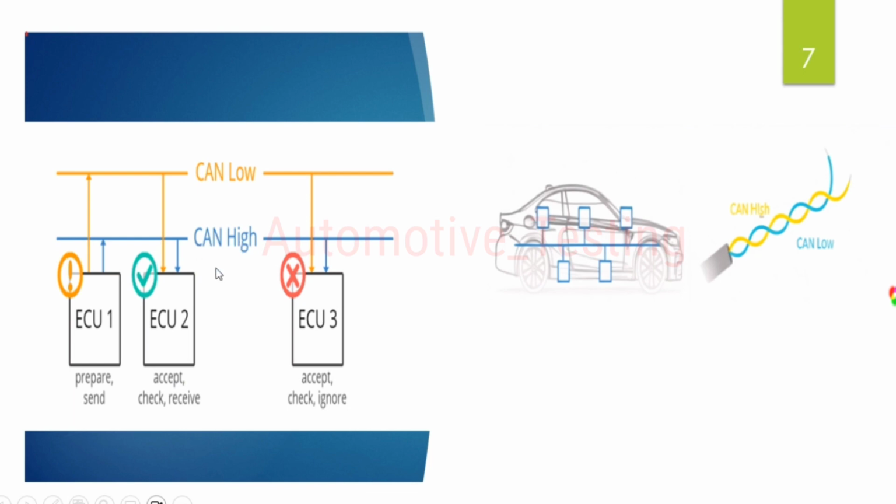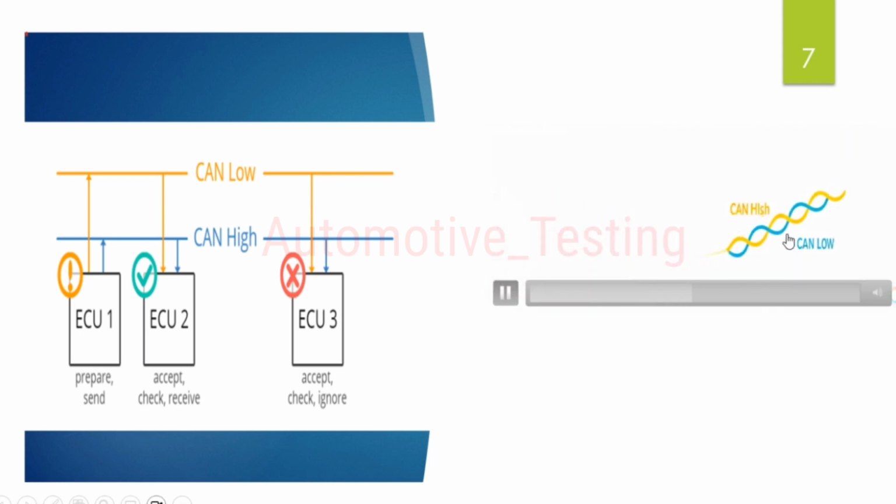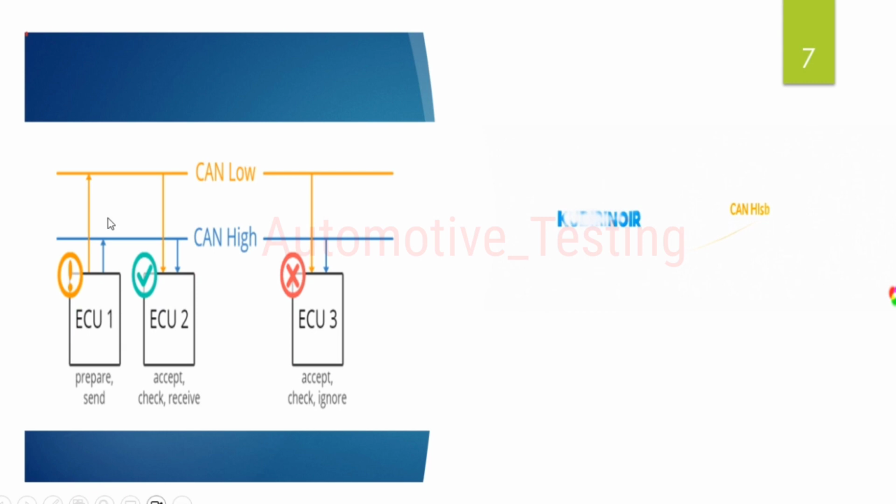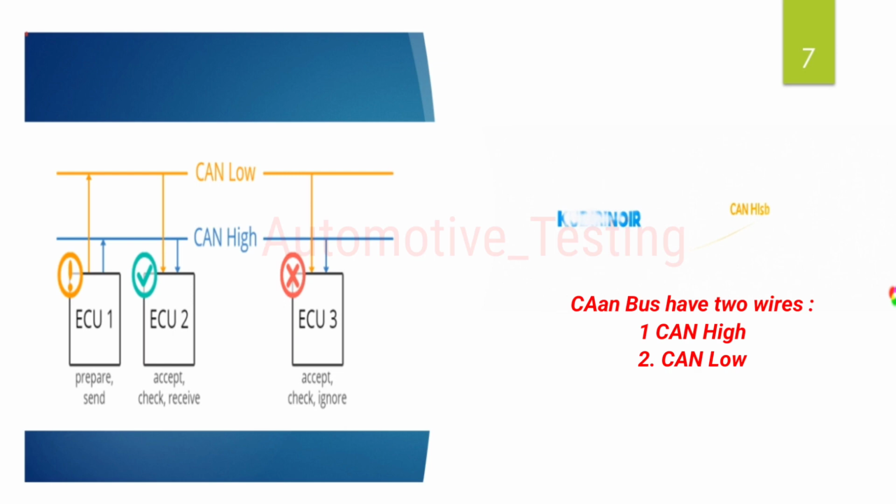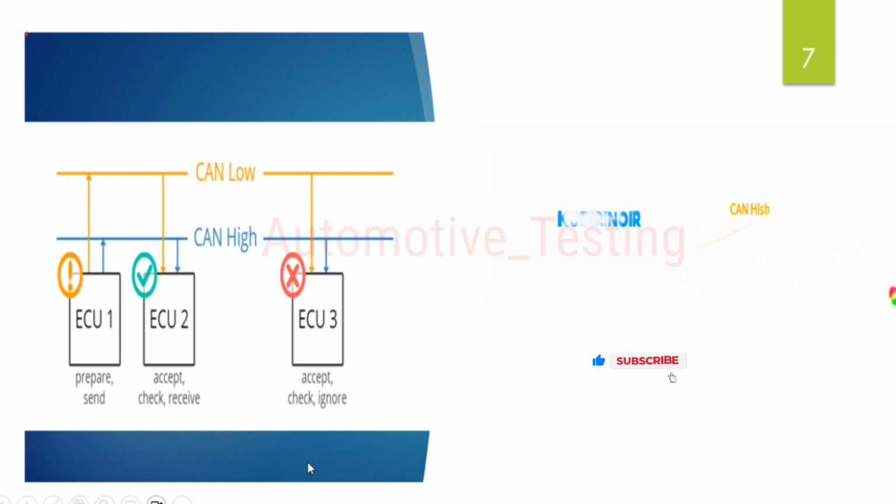So coming to this, here you can see the CAN bus system has two wires, one is CAN high and the other is CAN low. ECUs are connected to CAN high and CAN low. Let's take the previous example: the engine control can prepare and broadcast information, or any sensor is sending any data, let's say sensor data, via the CAN bus, which has CAN low and CAN high. The broadcast data is accepted by all other ECUs on the CAN network. Here you can see, each ECU can then check the data and decide whether to receive or ignore it.